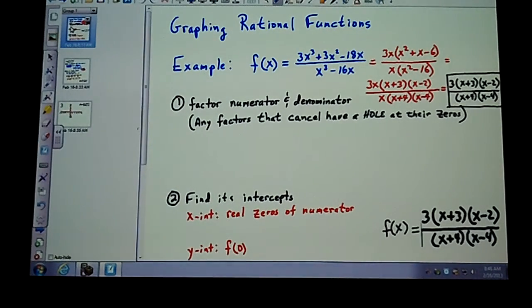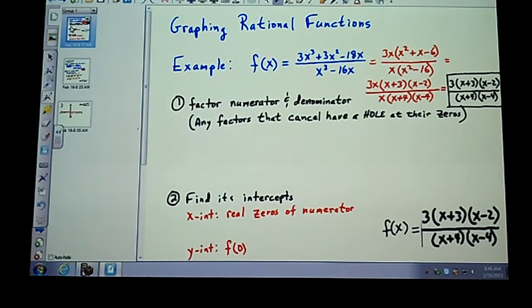All right, graphing rational functions. Of course, it's a rational function if we have a polynomial over a polynomial, which is what we have here. So the first thing we would need to do is, if you can, go ahead and factor the numerator and denominator, which you can see that I already have done for you.